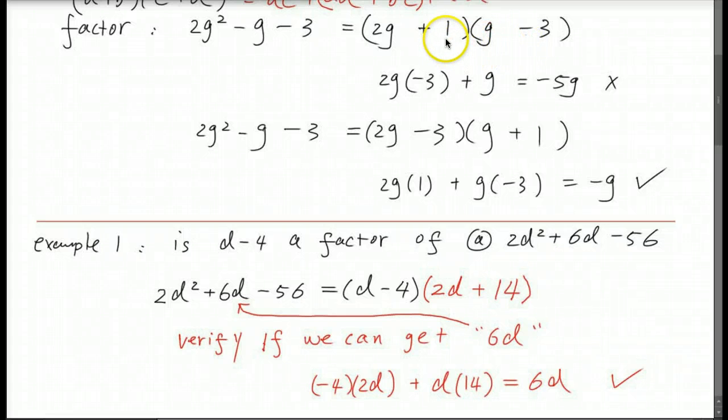If I put a 1 here and negative 3 here, then I do the verification. The 2g multiplied by negative 3 and 1 multiplied by g added together equals negative 5g. That's not right, so you switch the negative 3 and 1 and check again. You get 2g multiplied by 1 and negative 3 multiplied by g added together equals negative g. Here you go, that's right. Basically, that's how you do the basic factoring.